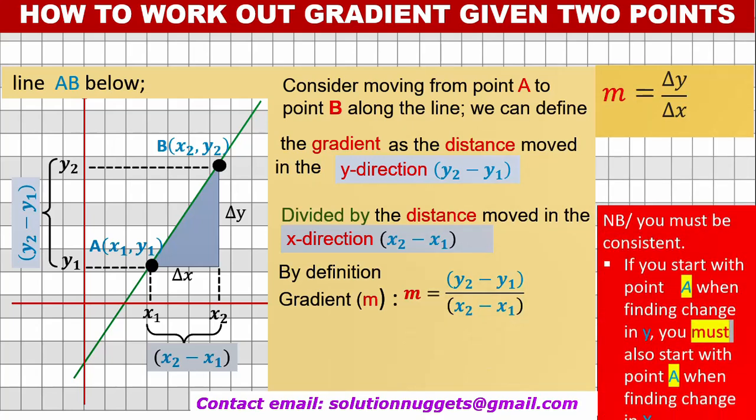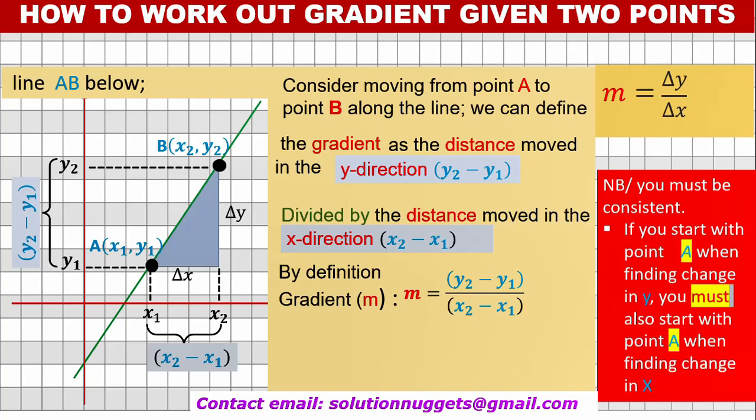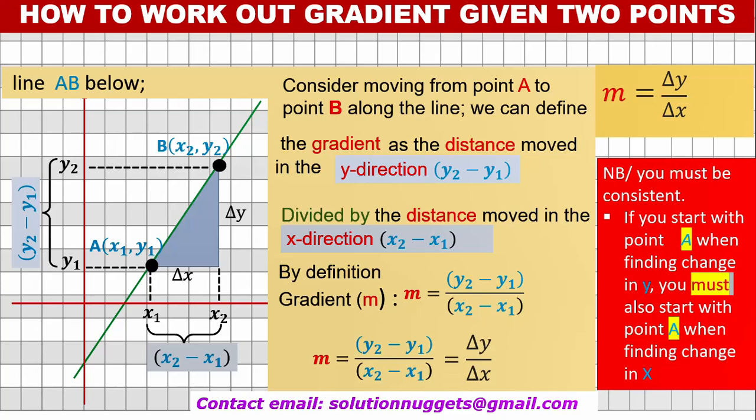Note that you must be consistent. If you start with point A when finding change in y, you must also start with point A when finding change in x. In conclusion, the formula for calculating the gradient is given by the change in y over the change in x. In this context, the word change is represented by the Greek letter delta, as shown.